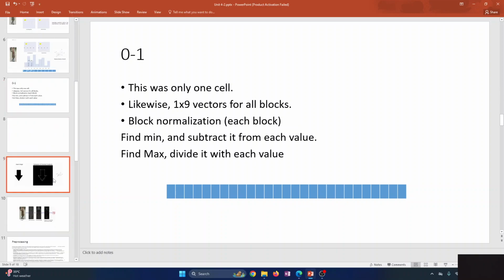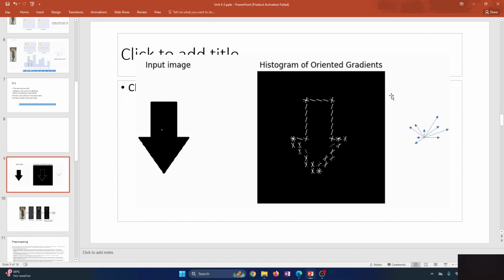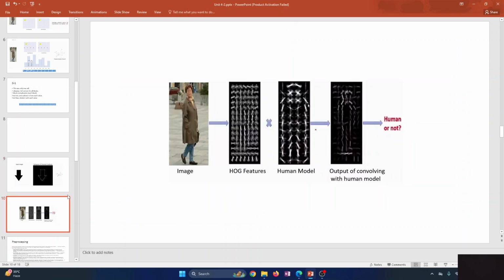Now the feature vector looks something like this. This is the visualization of feature vectors, how you visualize them. In this arrow you can see the feature vector of this arrow. If you remember, we already discussed something like this, right? So we are extracting, from this image, the HOG features, which will look something like this, and now there will be a template.